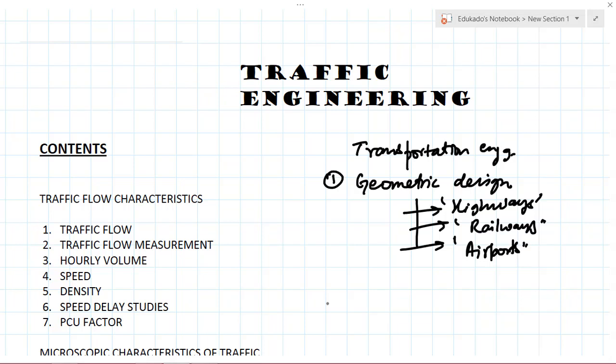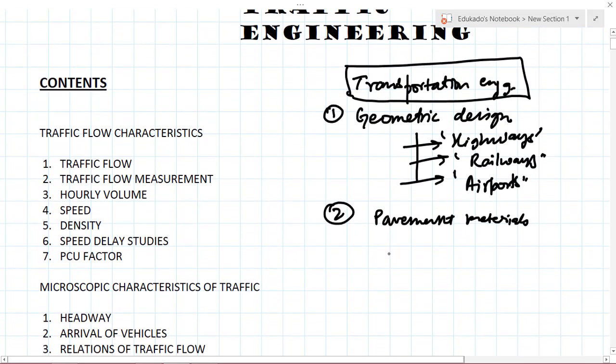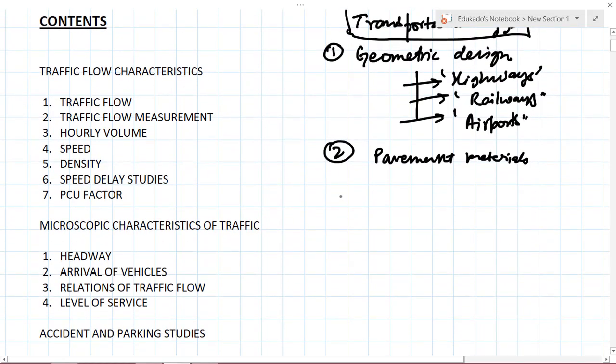So what I was telling you is that the major subject is transportation engineering. The first of its sections is geometric design, and the second is the so-called pavement materials, which we will also study. It's about what type of materials are used in making any highway, like bitumens and all. You'll understand those aspects also.